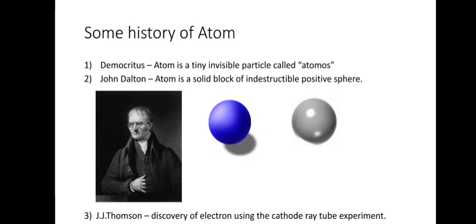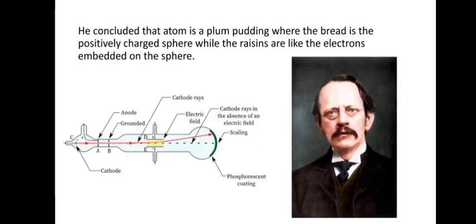Moving to the third one, we have J.J. Thomson, who discovered the electron using the cathode ray tube experiment. He concluded that an atom is a plum pudding where the bread is the positively charged sphere, while the raisins are like the electrons embedded in the sphere.